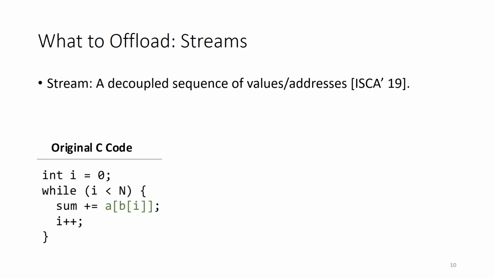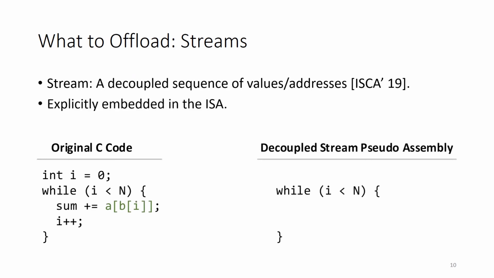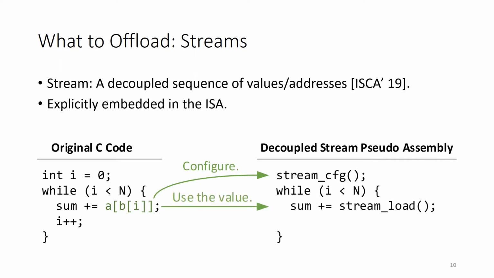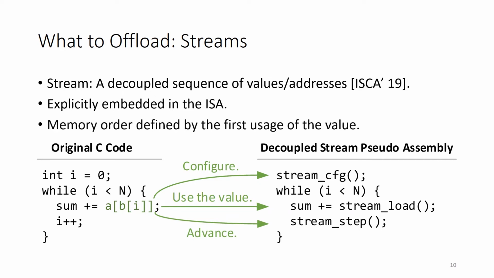We explicitly embed streams in the ISA. First, streams are configured before entering the loop. Stream data is exposed to the rest of the program using a special stream load instruction. Finally, a special stream step instruction will advance the stream to point to the next value. The memory ordering is defined by the first usage of the stream value.